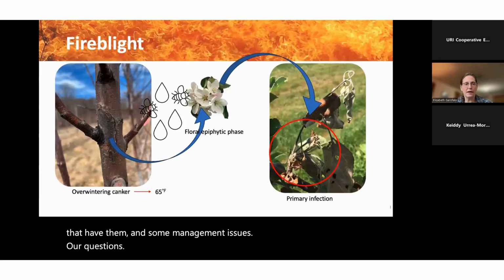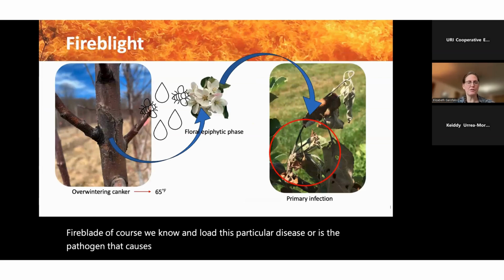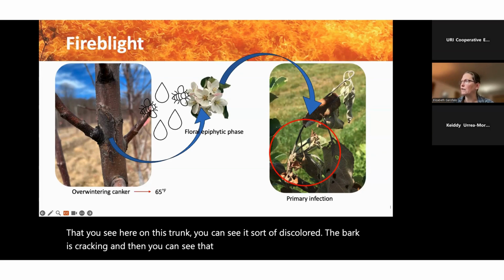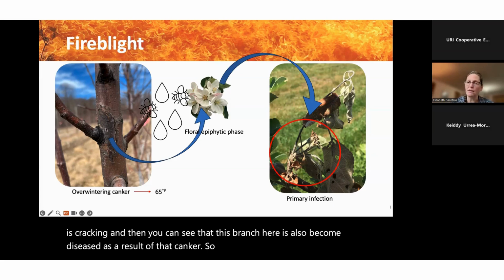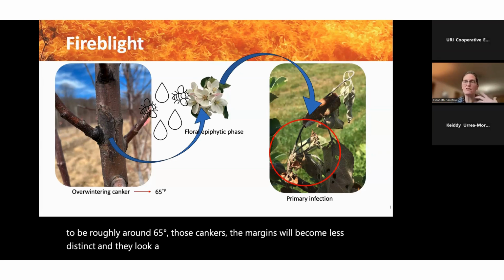Fire blight, of course, we know and loathe this particular disease. Erwinia amylovora is the pathogen that causes it. It overwinters in these cankers that you see here on this trunk. You can see it's sort of discolored, the bark is cracking, and then you can see that this branch here has also become diseased as a result of that canker. In the spring, when temperatures get to be roughly around 65 degrees, the margins of those cankers will become less distinct and they'll look a little water soaked. And that's when that bacteria is really moving around through the tree.